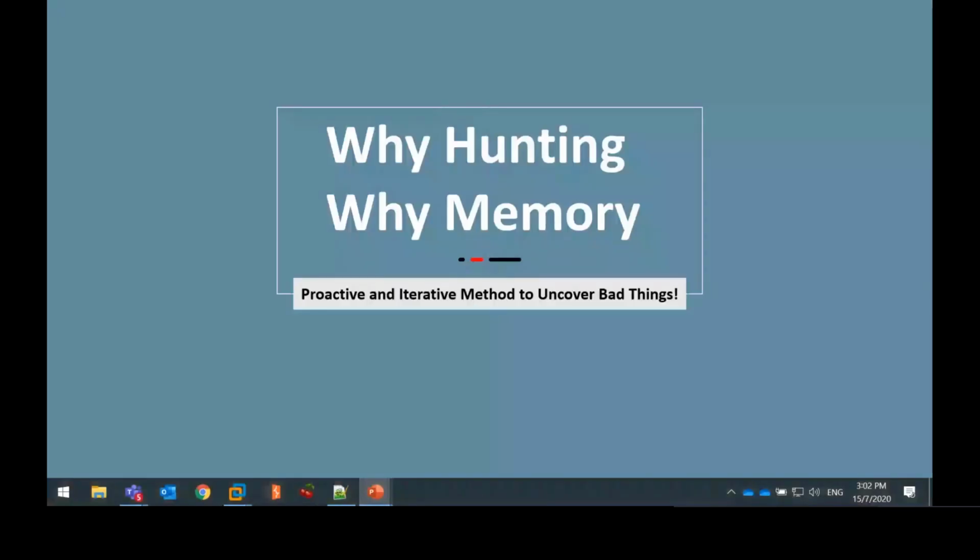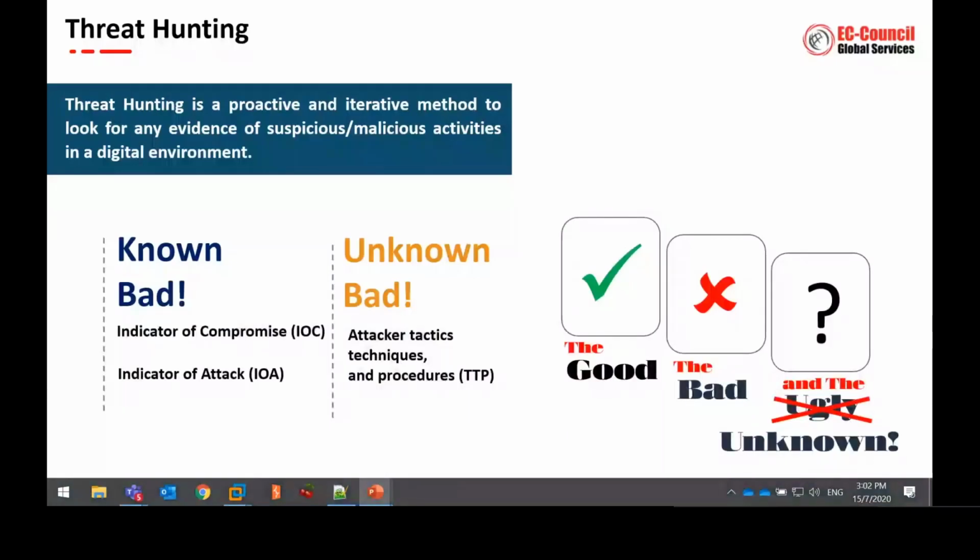So why hunting and why memory? Threat hunting is a term that at the moment we can hear everywhere. It's one of the very hot topics.